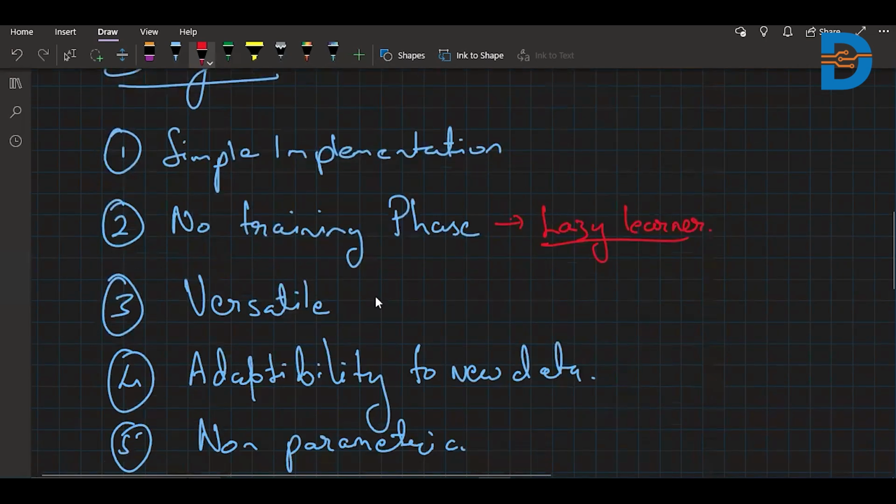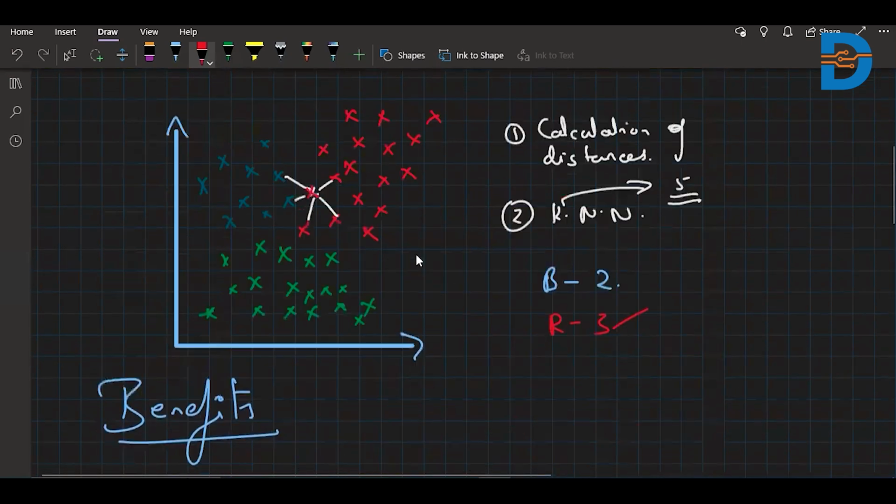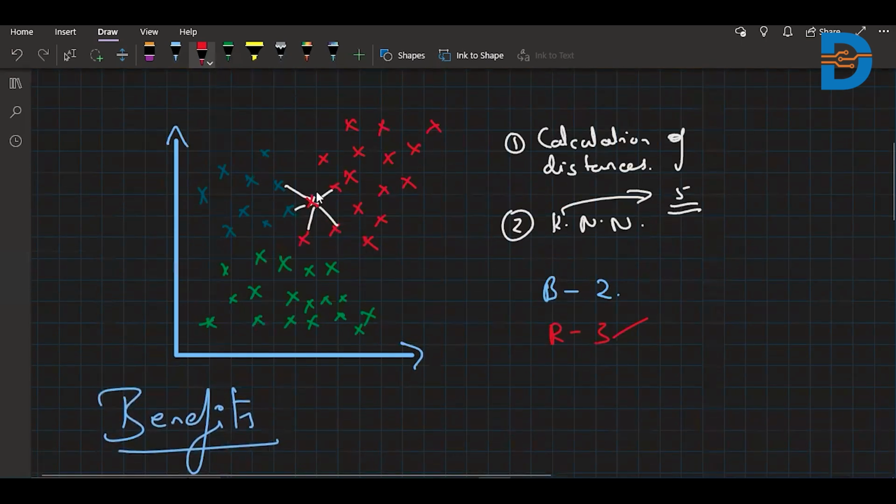It is versatile in that it can carry out classification and regression tasks. Classification is done the way that we discussed a while ago, and regression can be done by just taking, let's say, the average of the nearest neighbors.